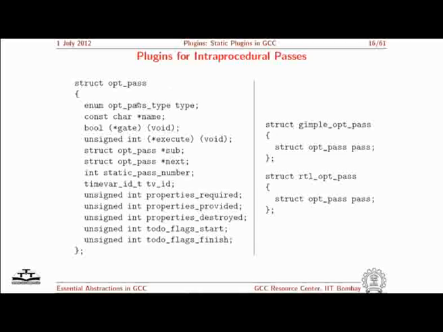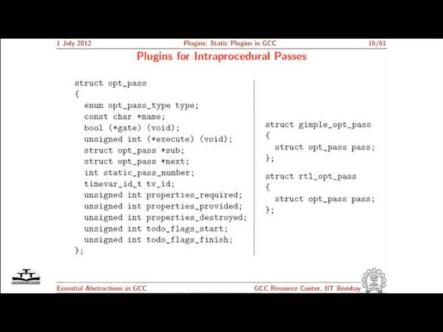Sir, the pass and next, do they specify as one previous and next pass or a list of previous and next passes? Okay. This is a structure to the same thing. So it will be one single pass. And that pass will have to have some other sub pass or previous pass.